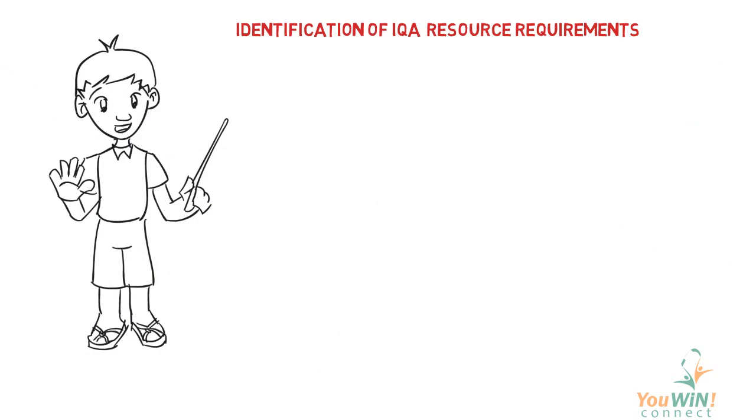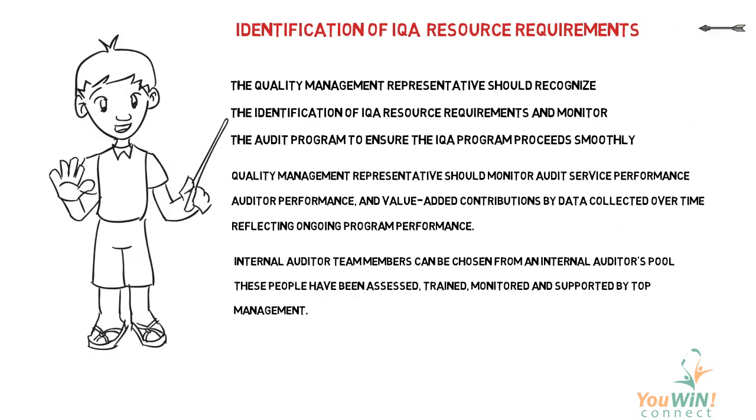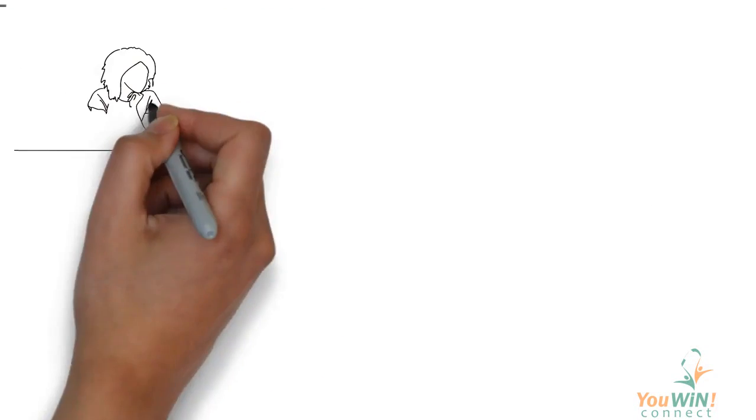Identification of IQA resource requirements. The quality management representative should recognize the identification of IQA resource requirements and monitor the audit program to ensure the IQA program proceeds smoothly. QMR should monitor audit service performance, auditor performance, and value-added contributions by data collected over time, reflecting ongoing program performance. Internal auditor team members can be chosen from an internal auditor pool. These people have been assessed, trained, monitored, and supported by top management.